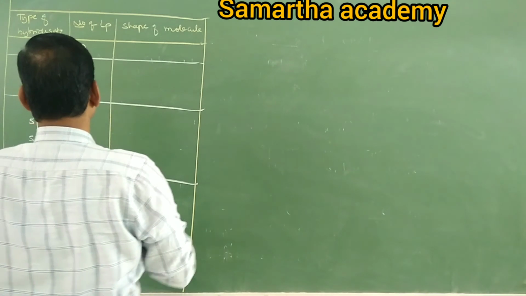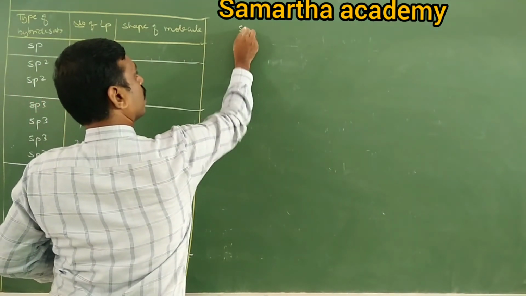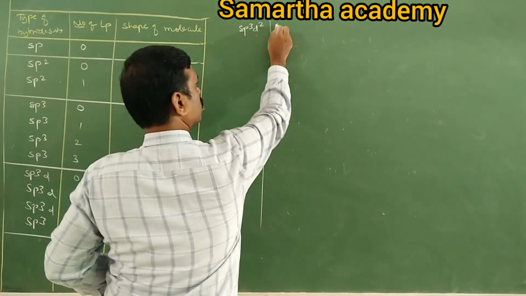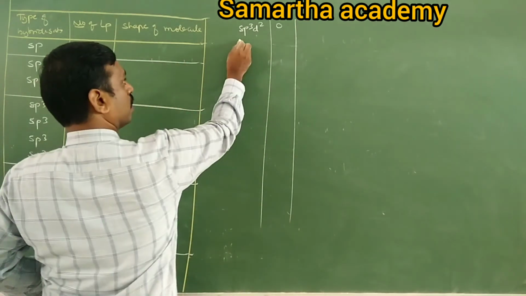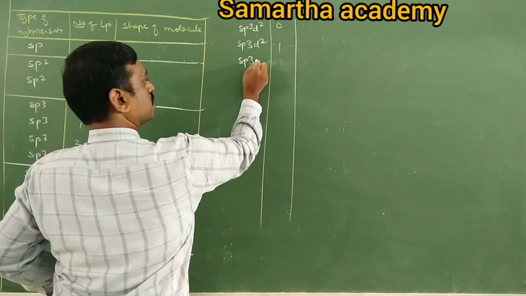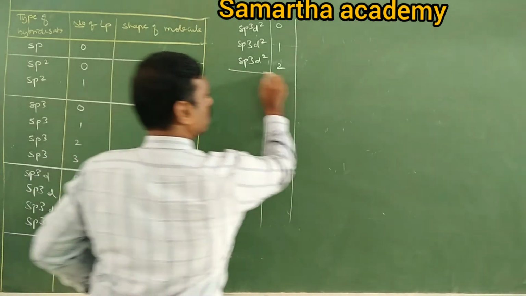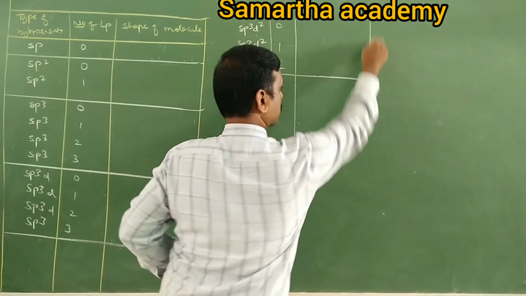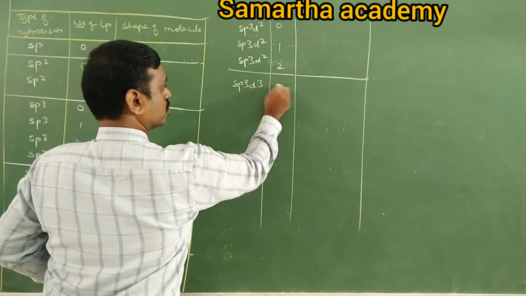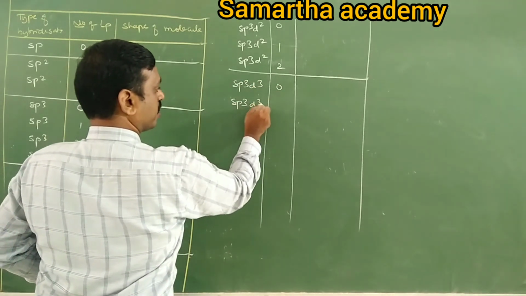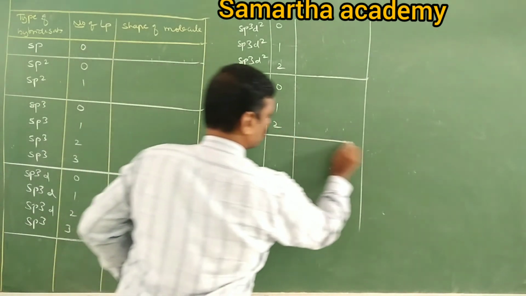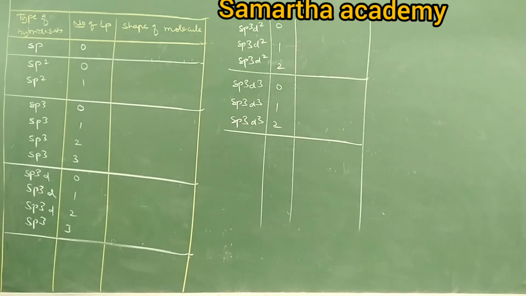Next sp3d2, 0 possible. sp3d2, 1 possible. sp3d2, 2 possible. Next sp3d3, 0 possible. sp3d3, 1, sp3d3, 2. These are the combinations possible.